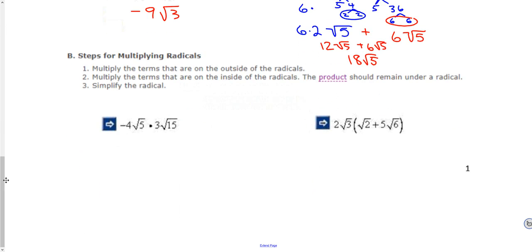And they always have been. When we add, the x's have to match. That's called like terms. Same thing when you subtract. But when you multiply, you can actually multiply anything. They don't have to be like terms in order to multiply.